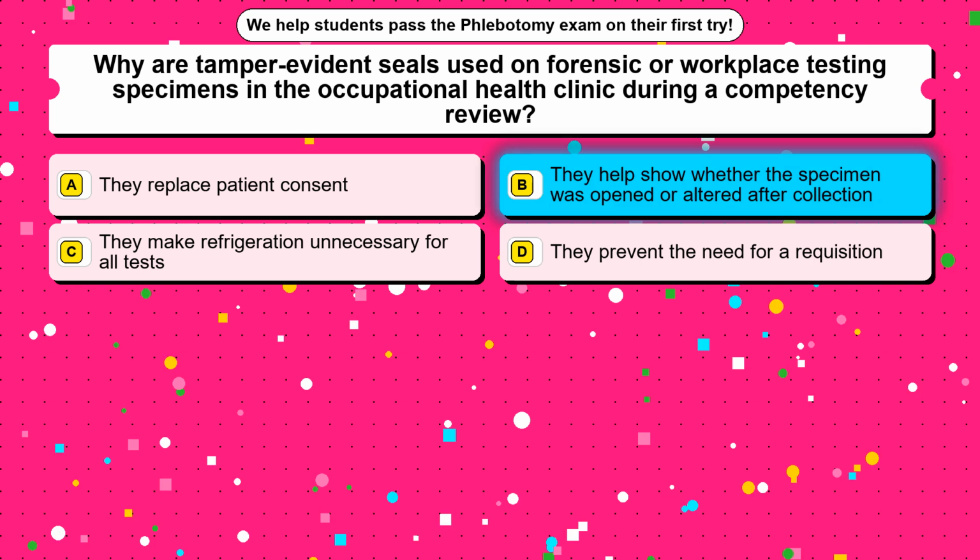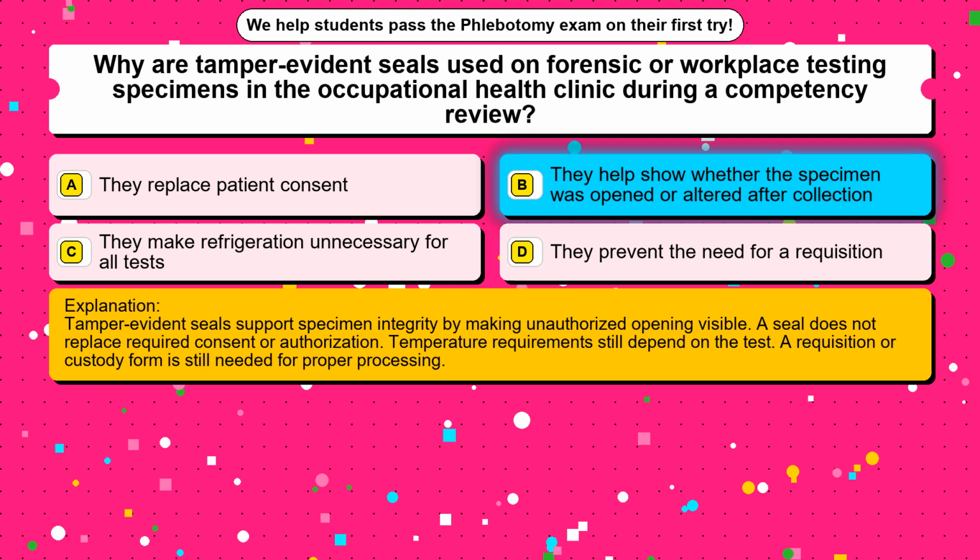The correct answer is option B. They help show whether the specimen was opened or altered after collection. Tamper-evident seals support specimen integrity by making unauthorized opening visible. A seal does not replace required consent or authorization. Temperature requirements still depend on the test. A requisition or custody form is still needed for proper processing.